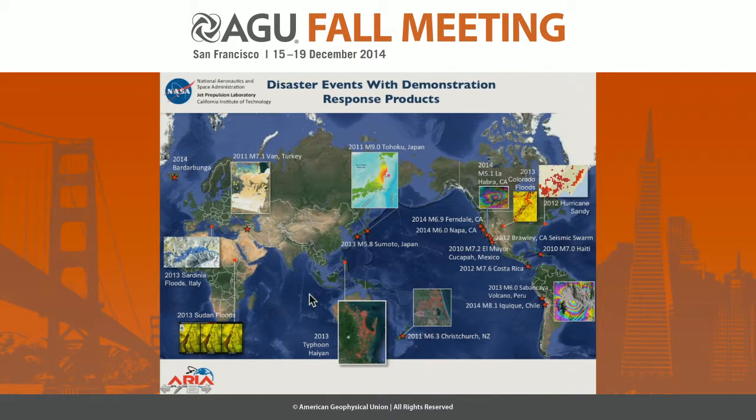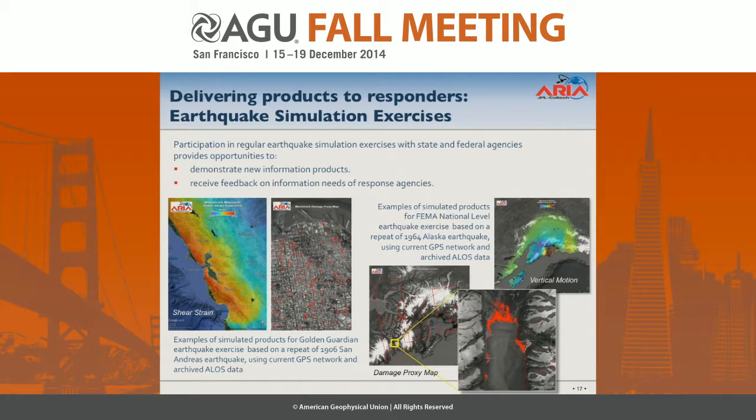So these are just the disaster events that we've provided demonstration response products for. Some of these were provided quite rapidly. Some of these were done after the fact, and they were useful for giving us an understanding of how much we can learn from this type of data, from the GPS data, from the SAR data. They're also useful for talking with decision support people, emergency responders, to get from them whether or not this information is truly useful to them, what format it should be in, and to also educate them that this type of data is available.